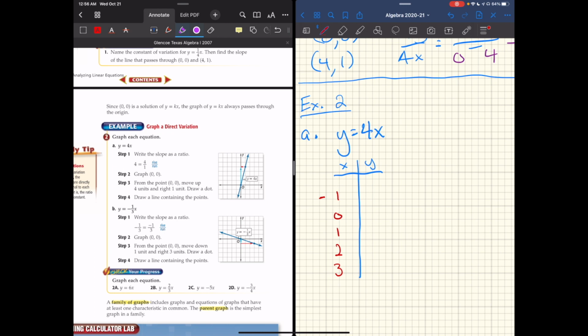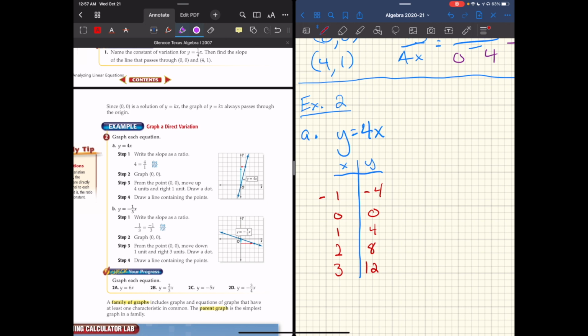But once we have selected x in this case, the equation says we're going to generate a new y coordinate by quadrupling whatever that value is. So when x is -1, y is -4. When x is 0, of course, 4 times 0 is 0. When x is 1, 4 times 1 is 4. By now, you probably see a pattern. Up 4, up 4. That is going to hold up. 2 times 4 is 8. 3 times 4 is 12. And so there's our table of values.